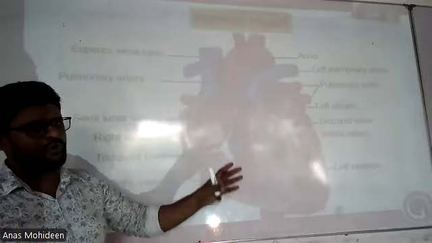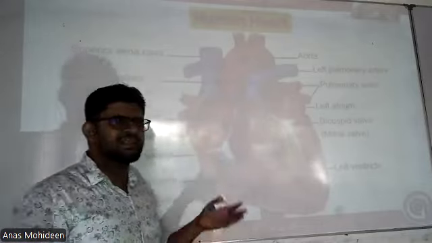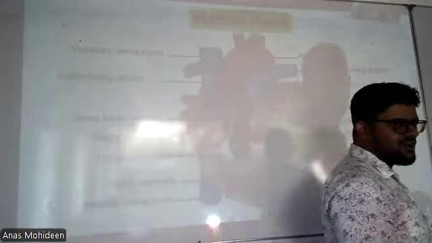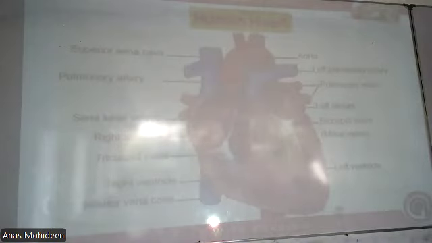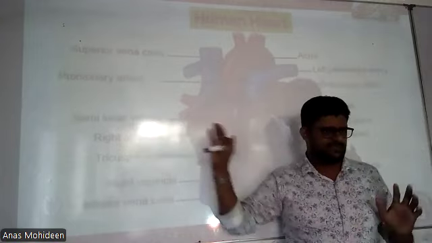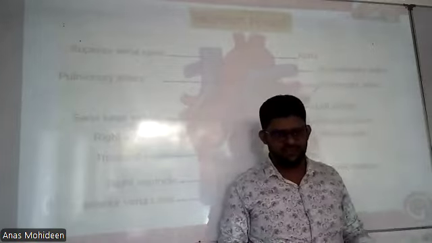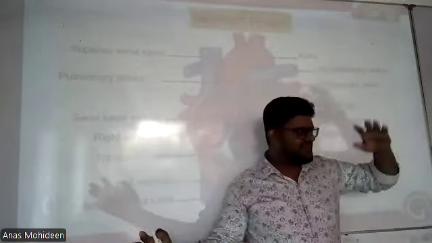So first we must know the parts of this heart. Upper chambers are called atria and the lower chambers are called ventricles. So this side is our right side. Because of lateral inversion, I am taking the diagonal in my direction. This is the right side, this is the left side.